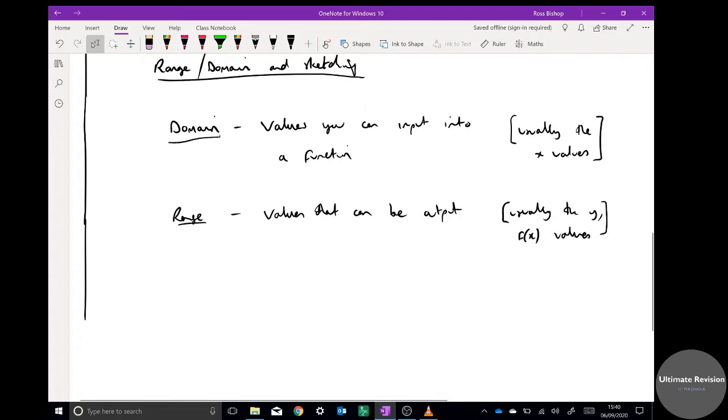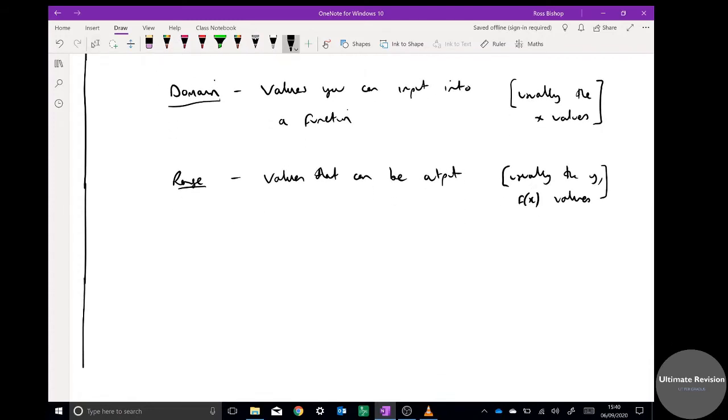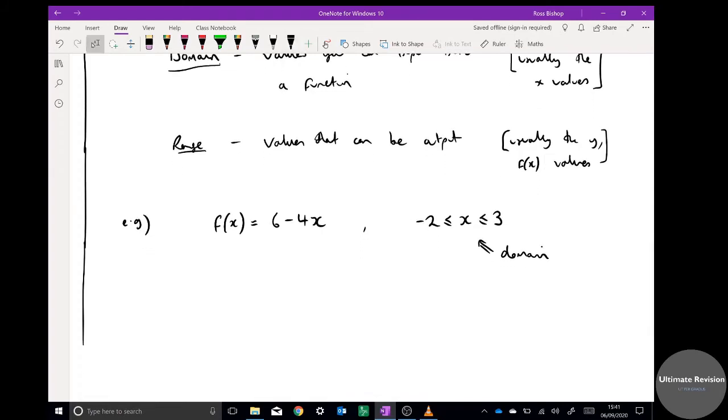And it's much easier to see what's going on with an example. So, for example, f(x) equals 6 minus 4x. Now sometimes you will start to see things like this with functions. They might put a bit on the end there. This is the domain. Okay, they have said what the domain is. Now the question means write down the domain.